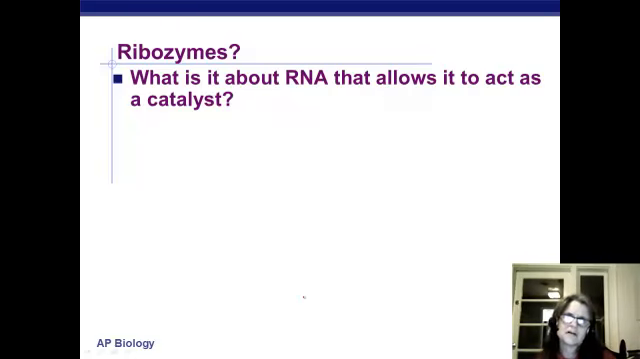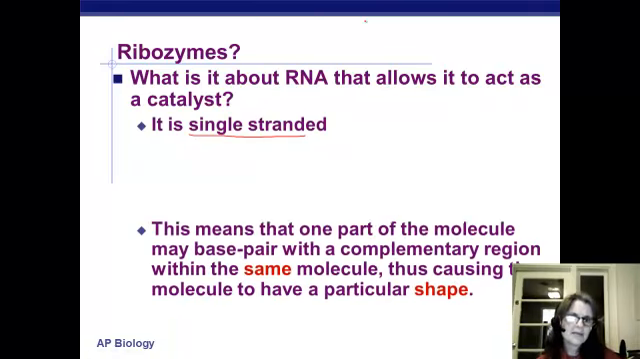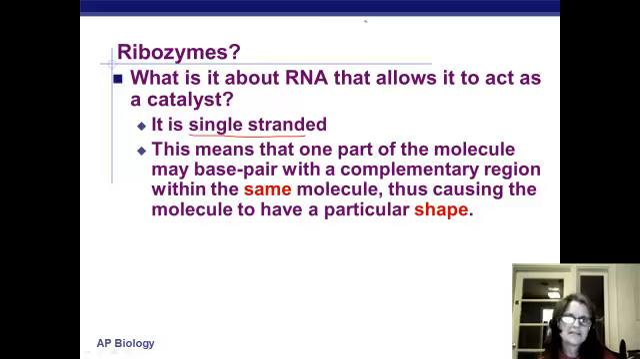But what if there was a genetic material that could catalyze its own chemical reactions, its own cutting, its own pasting, a lot of its own activities? RNA fits that bill. What is it about RNA that allows it to act as a catalyst? Well, for one thing, it is single-stranded. DNA being double-stranded, its bases are very protected, and it doesn't mutate a lot. It's very stable. RNA being single-stranded means that the shape is going to be much more highly variable.